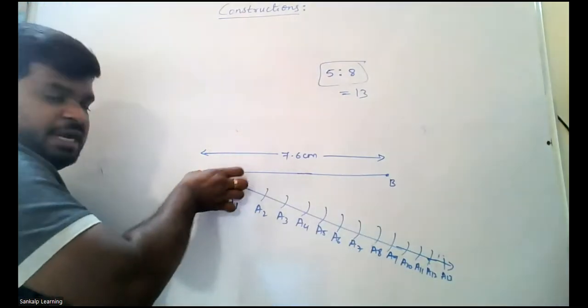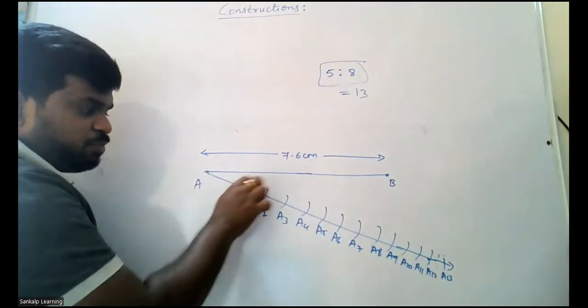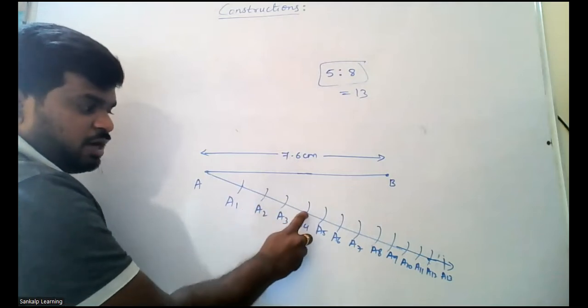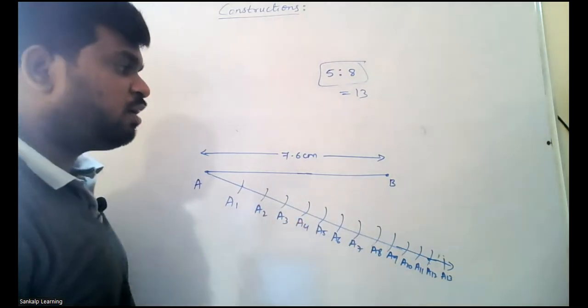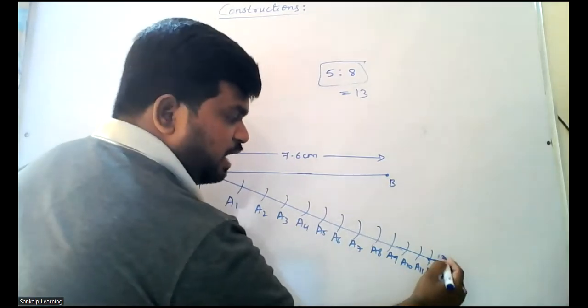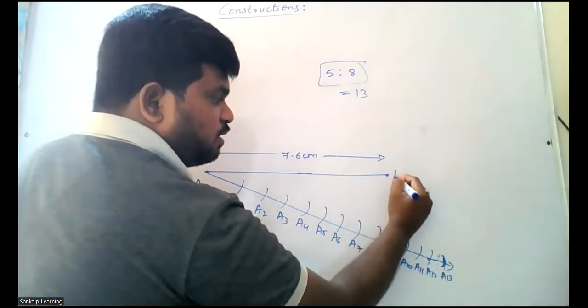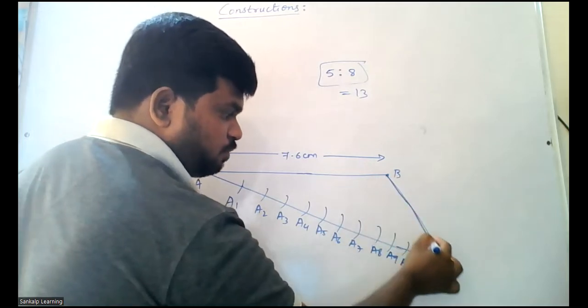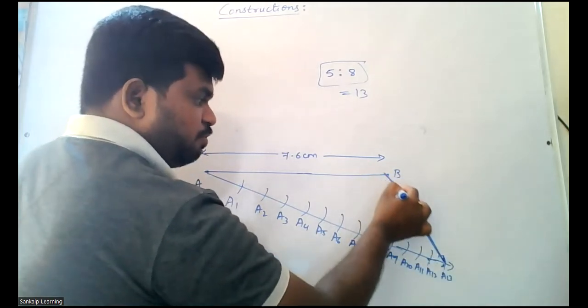But take A as the center, cut an arc. Again, from this point, cut an arc. Again, from this point, cut an arc. Again, from this point, cut an arc. Like this, we have to cut 13 arcs. And the 13th arc, the last one, join it with the end point, that is B.